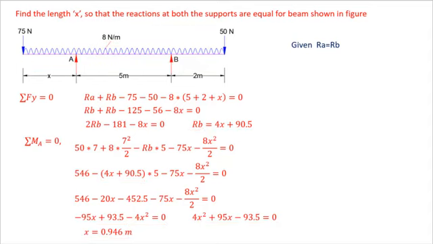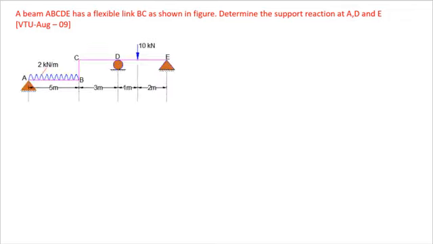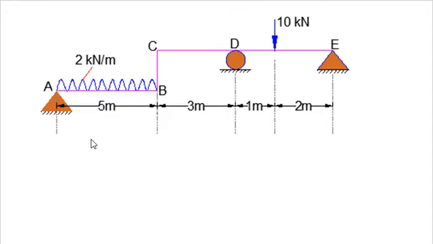Okay, we'll go to the next problem. A beam ABCDE has a flexible link BC as shown in the figure. Determine the support reactions at A, D and E. So this is given. You can say that A, B is a beam and there is a vertical element here, C, D, E.